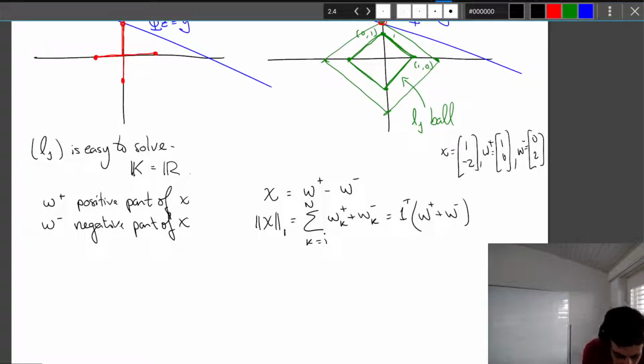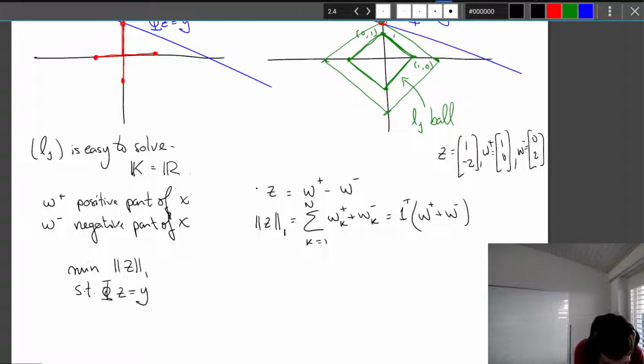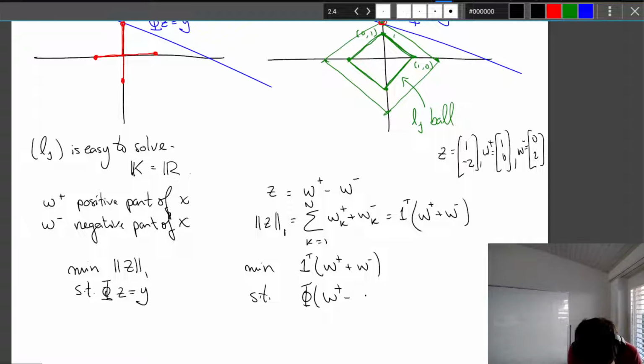And so this makes us consider, we can try to write minimum. I should have used the letter Z. Let me use the letter Z instead of X, sorry. It's going to be a bit easier too, because that's what we used as a variable. So minimum of the one norm of Z, such that phi Z equals Y. I can now write it in this way, in which I minimize, what is the norm? It's just 1 transpose W plus W minus, such that I have phi times W plus minus W minus is equal to Y.